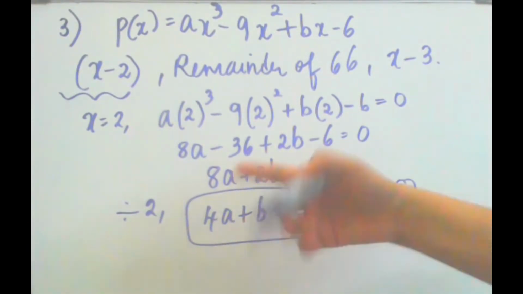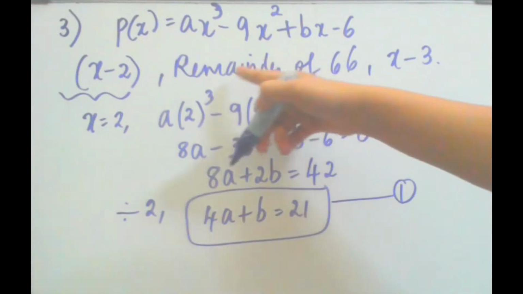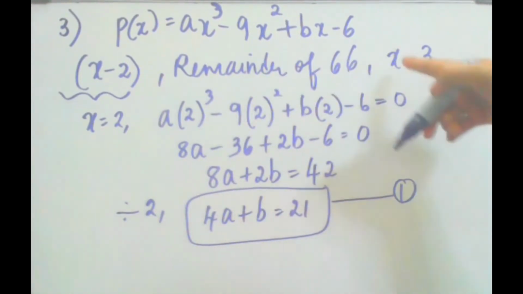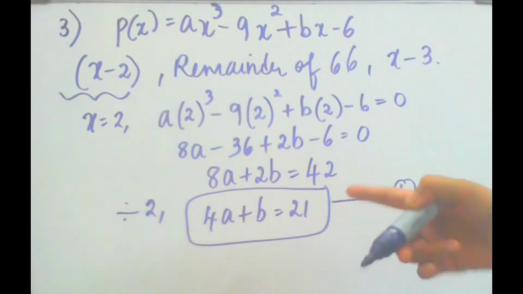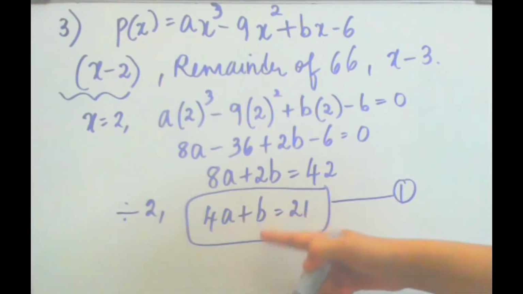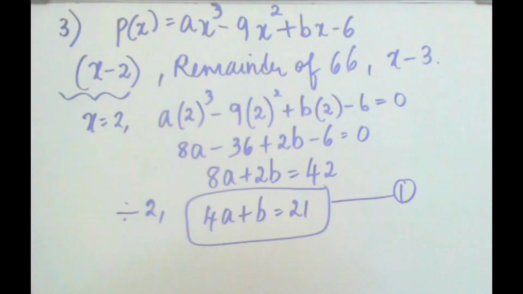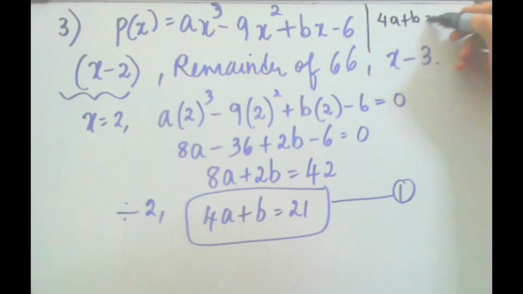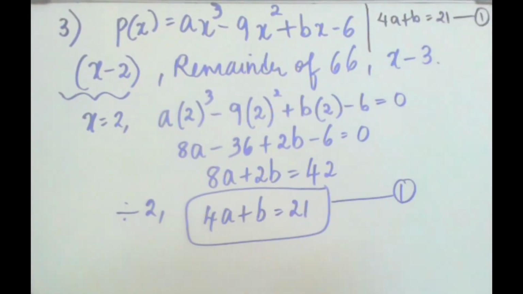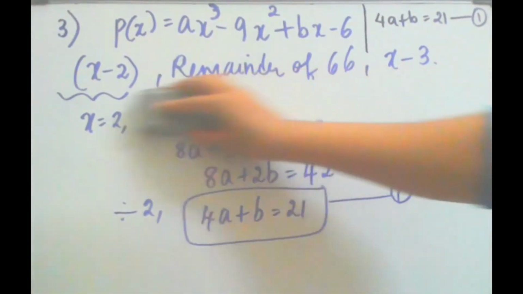So we have to get another equation in a and b using the second data, remainder of 66 when divided by x minus 3. And those two equations we will solve as simultaneous equations. Okay, so let me write this equation on the top here. 4a plus b equal to 21 is our first equation. So we will go for the second equation now.